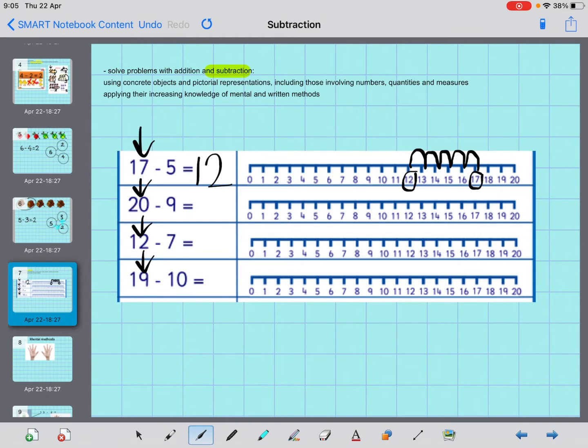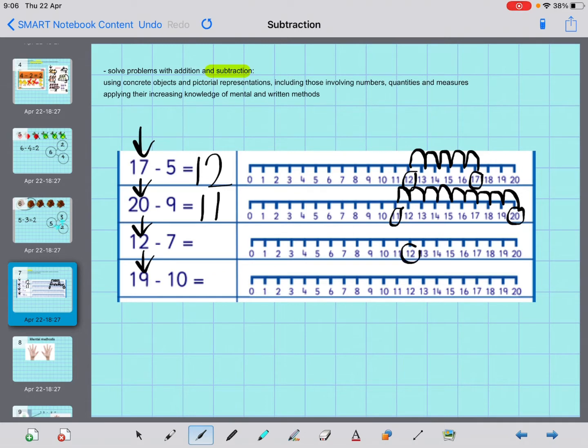The next one, 20, take away 9. I start with my biggest number. I start on 20 and I'm going to do 9 jumps backwards. 1, 2, 3, 4, 5, 6, 7, 8, 9. That leaves me on 11.